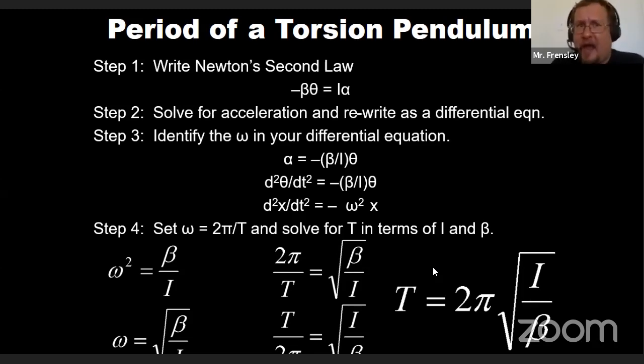Hey, isn't I kind of like mass? And beta's like how springy the cord is, right? So isn't that kind of like m over k? Sure is. So you see, you didn't even have to go through that whole process. You could just say, hey, I is like mass and beta is like how elastic the k of the spring is, and just go to town, right?